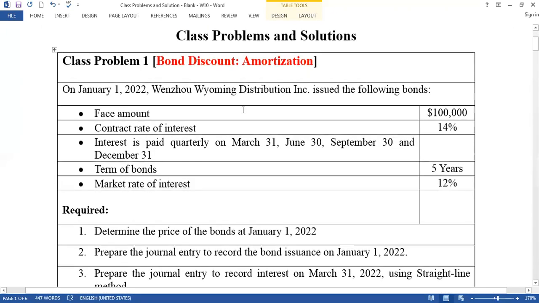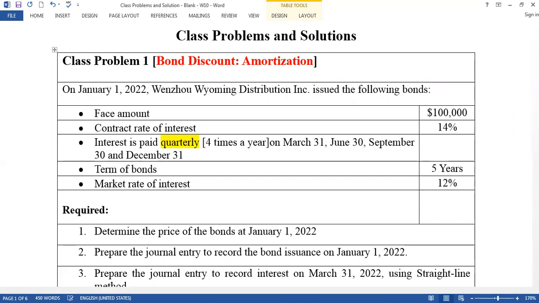So let me read the question. The face amount of the bond is $100,000. The interest rate from the company side is 14%, and interest is paid quarterly. It means 4 times a year: March 31st, June 30th, September 30th, and December 31st. The term of the bond is 5 years, and the market interest rate is 12%.